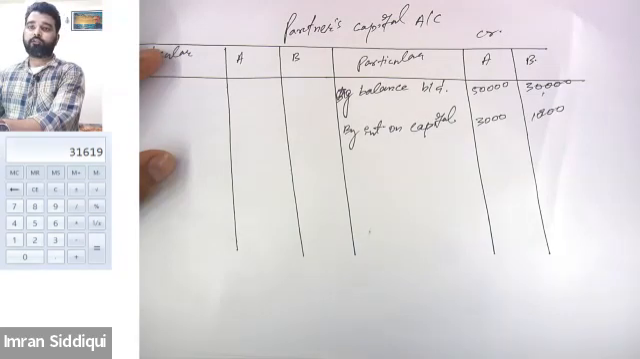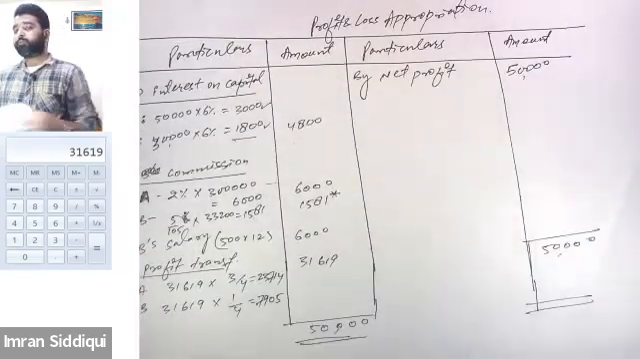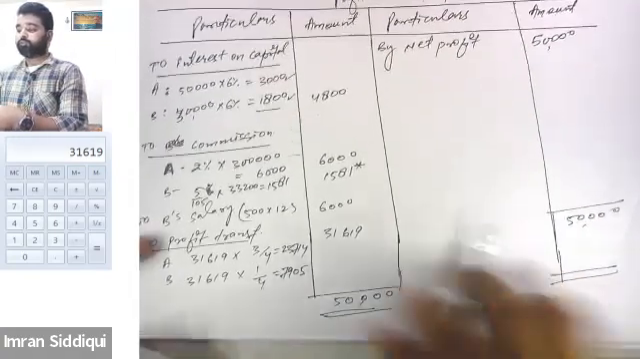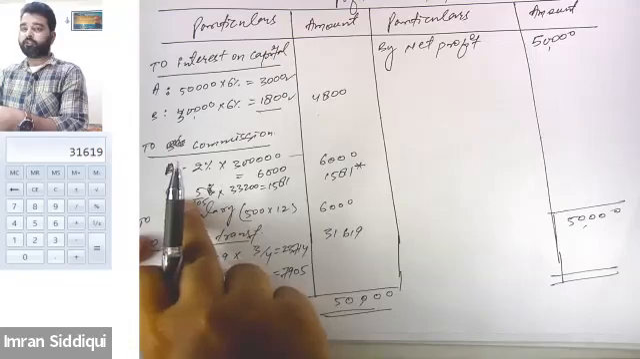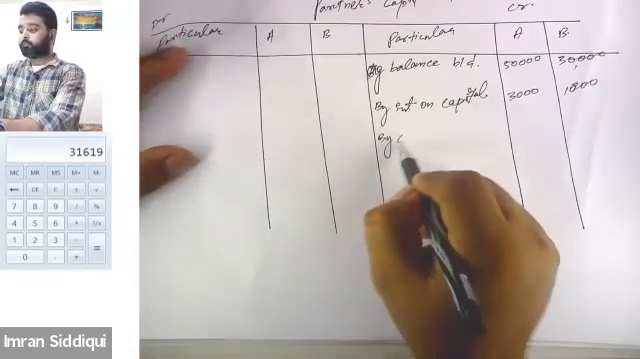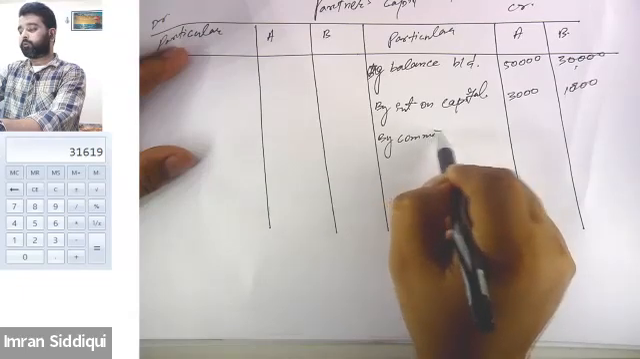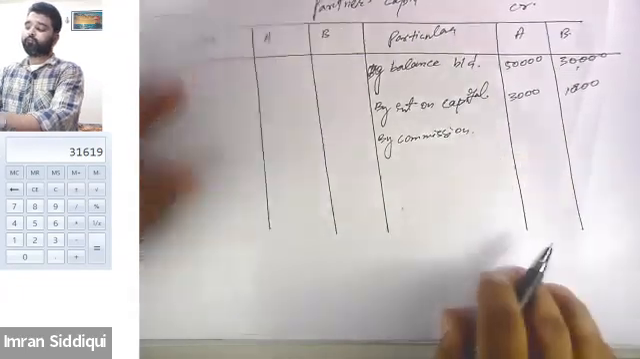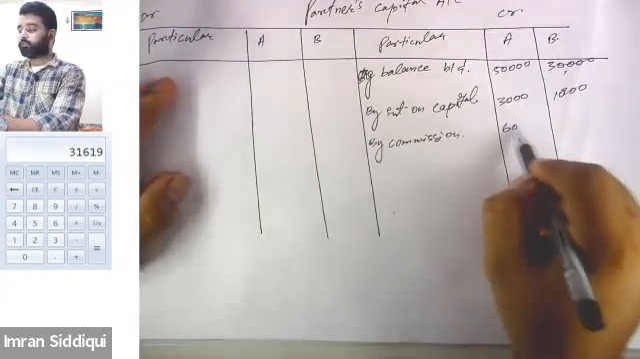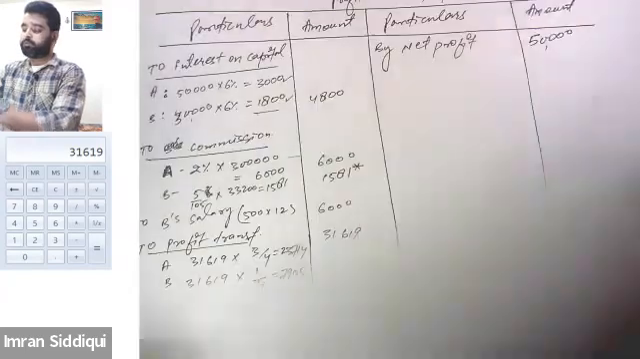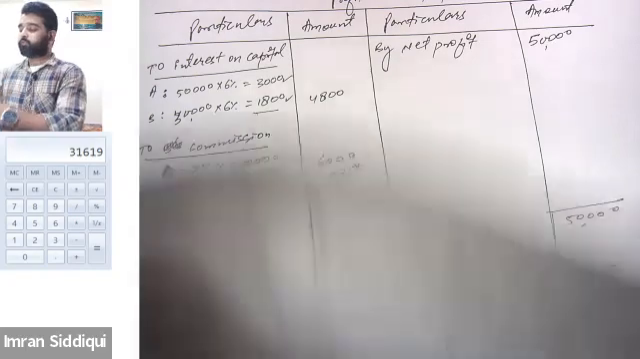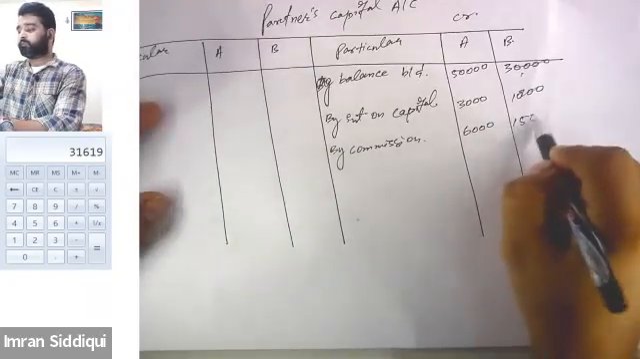After that, we will again come back to the P&L appropriation and see, other than interest on capital, we have also given commissions to Mr. A and B as well. So now we will write down by commission. For Mr. A, commission was 6,000 because it was on the turnover. And for B, it was on the profit after deducting all such commissions. It was 1,581.